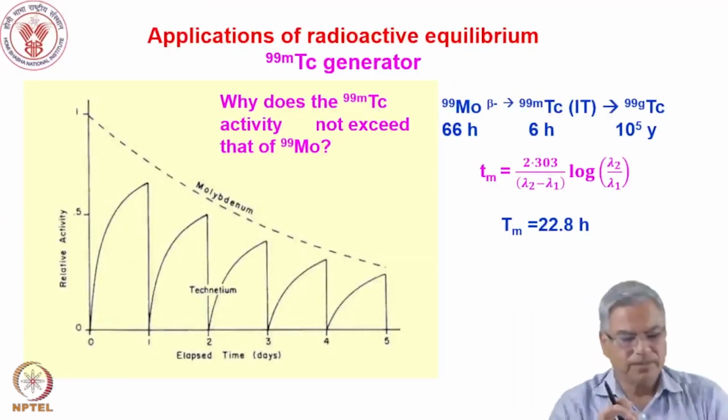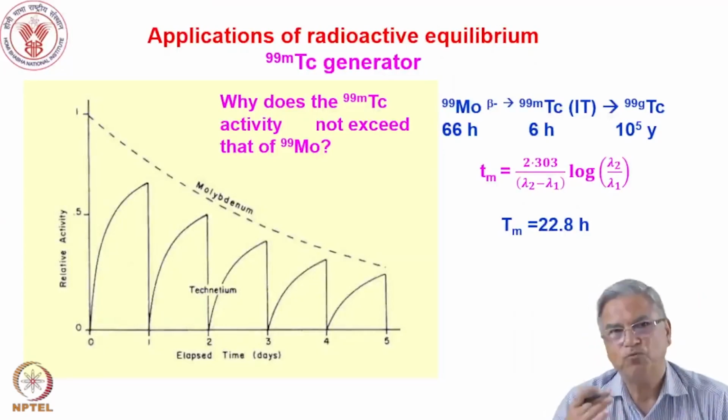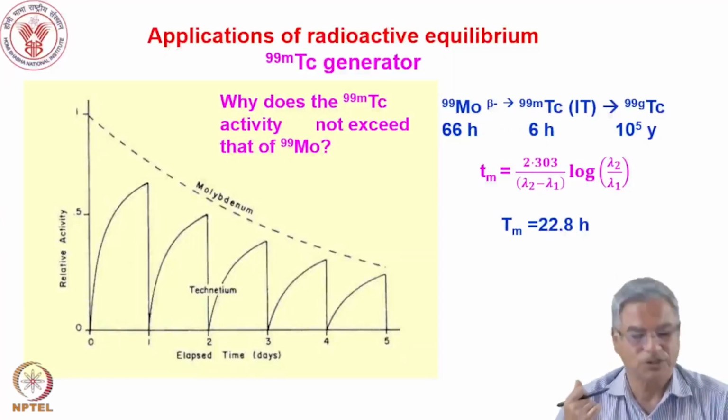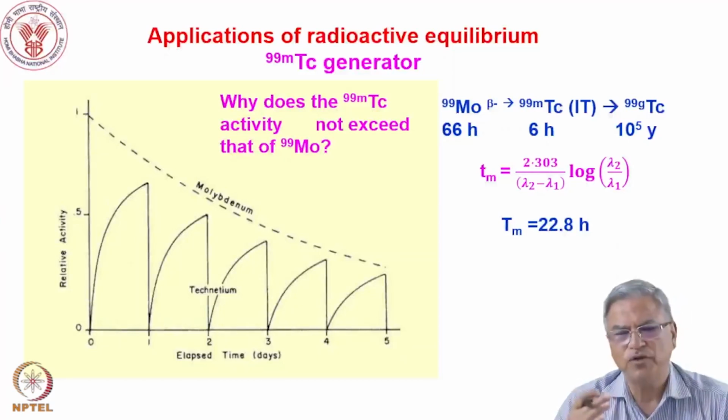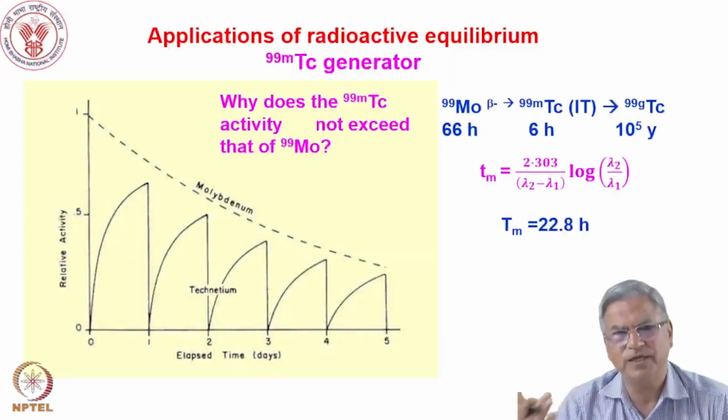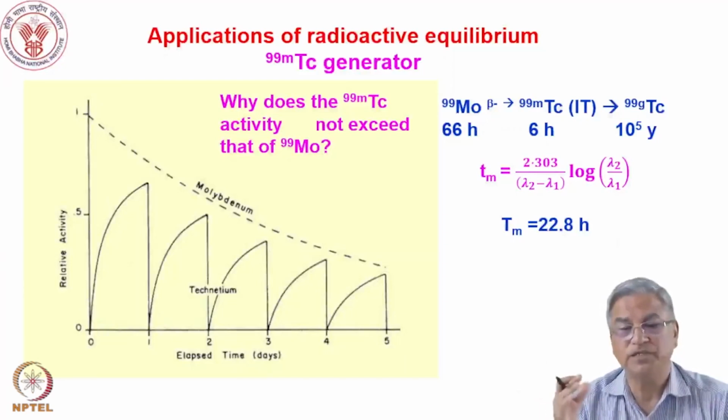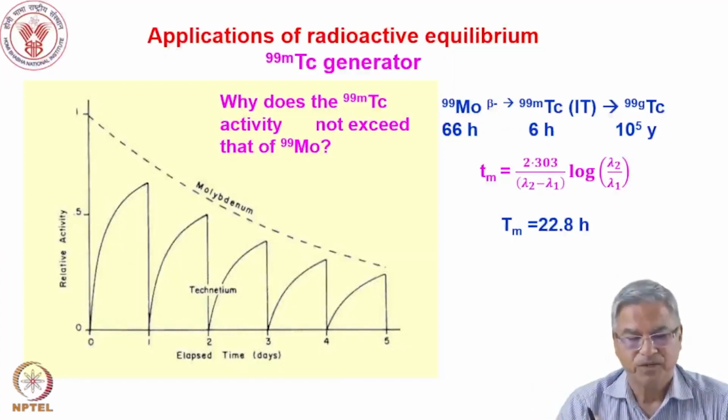Now I will discuss why I took so much time to discuss these equilibrium cases, because they have a lot of applications, particularly in nuclear medicine, or even if you want to use an isotope frequently. If you have a parent which is long lived, you can make a generator. So radioisotope generators are based on radioactive equilibrium. I will give you 2 examples, one of transient equilibrium and one of secular equilibrium.